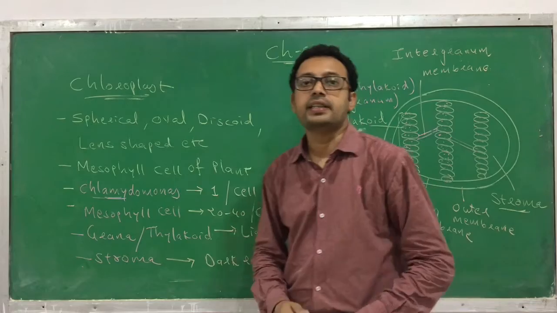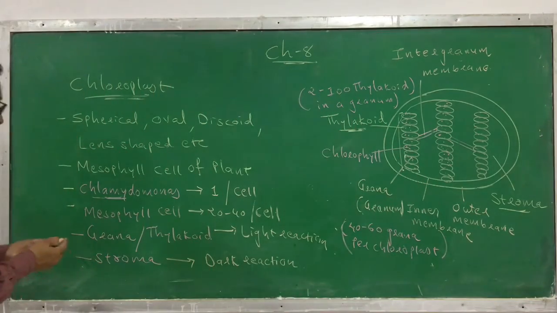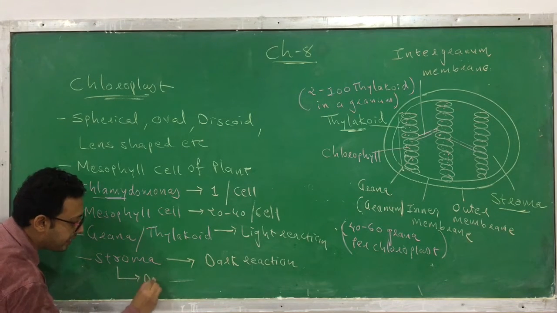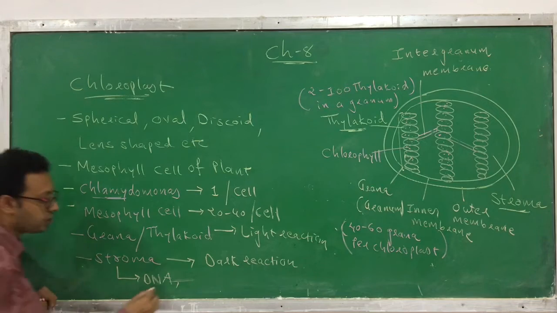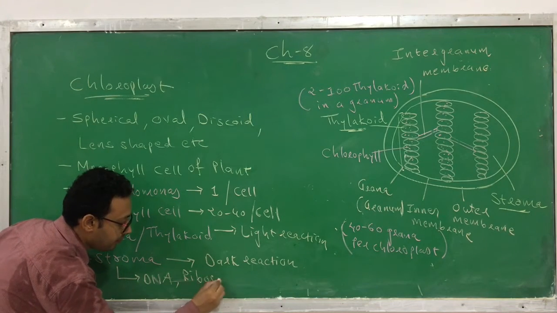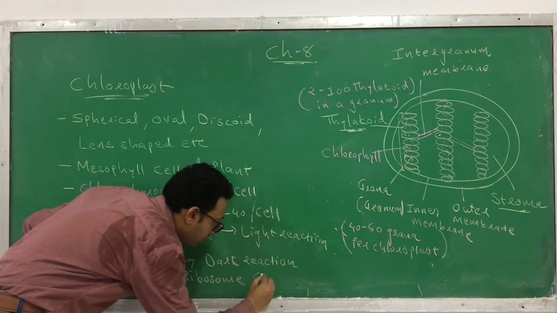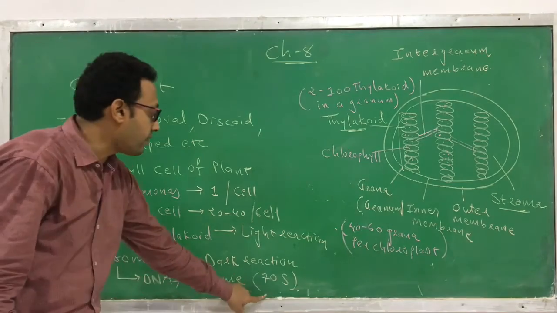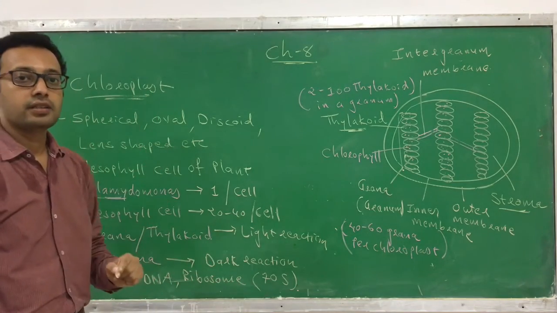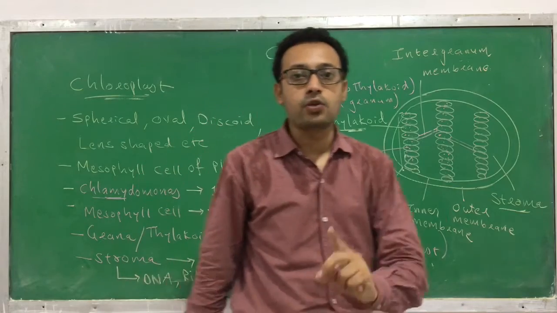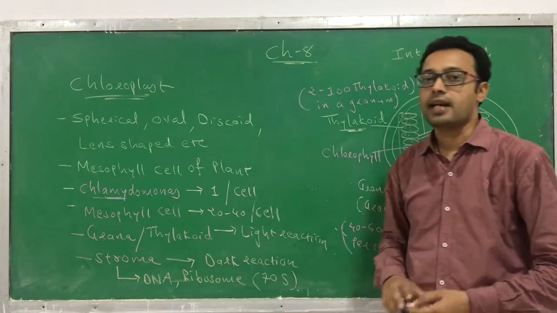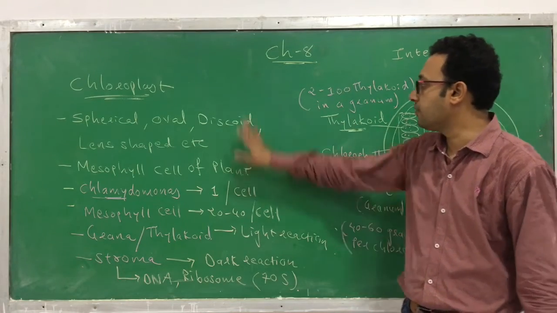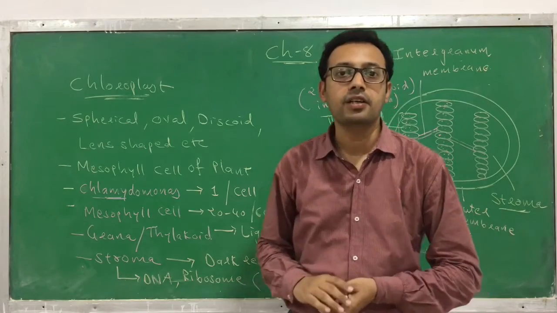Along with that, the stroma, the inner portion, also contains specialized things. What does it contain? The stroma contains DNA. It also contains ribosomes. Ribosomes of which size? Same as mitochondria, the ribosomes present are 70S in size. So the stroma of the chloroplast contains DNA and 70S ribosomes. So this is about the characteristics of the chloroplast.